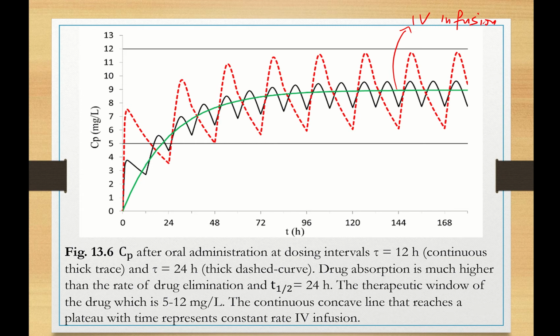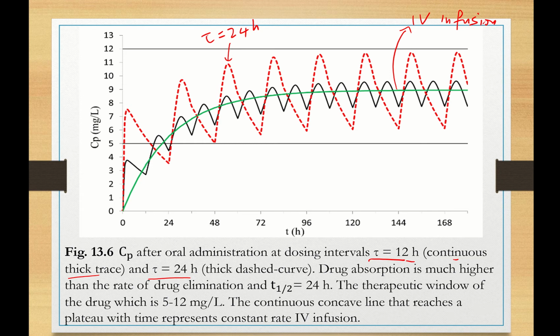Now the red dashed line is administered at 24 hours. So it's the same total dose, right? This is 24 hours, the dosing interval, whereas the black line is 12 hours. It's actually dotted, I see it as dotted, and maybe this is continuous. So a continuous thick trace, all right.